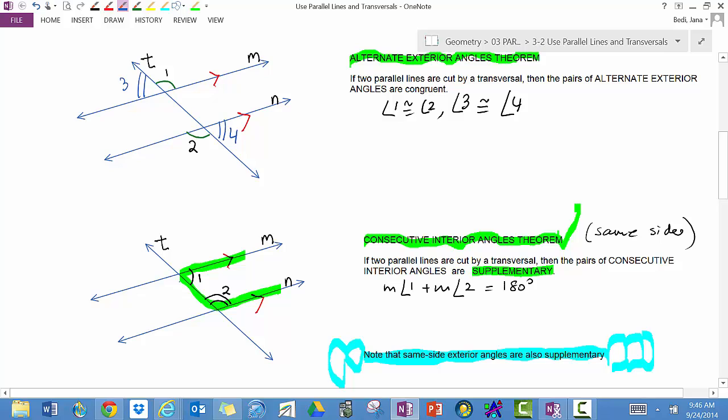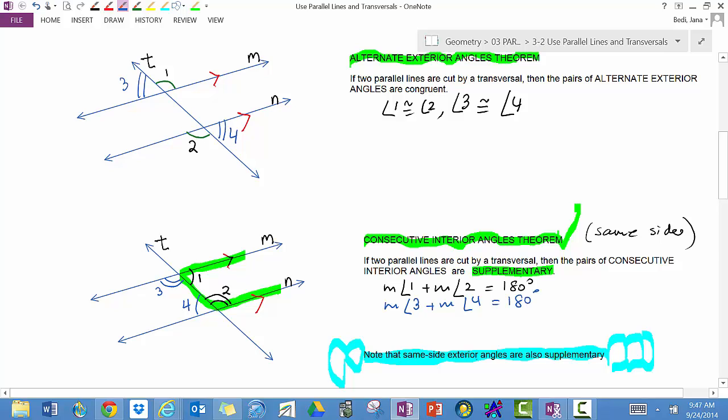on the other side 3 and 4 are supplementary. So measure of angle 3 plus measure of angle 4 equals 180 degrees. Just a reminder that angles 2 and 4 are a linear pair. Angles 1 and 3 are also a linear pair. You will see that angles 2 and 3 have the same number of arcs, and actually they are alternate interior angles. So we could have applied the alternate interior angle theorem to them if we were asked in another problem.